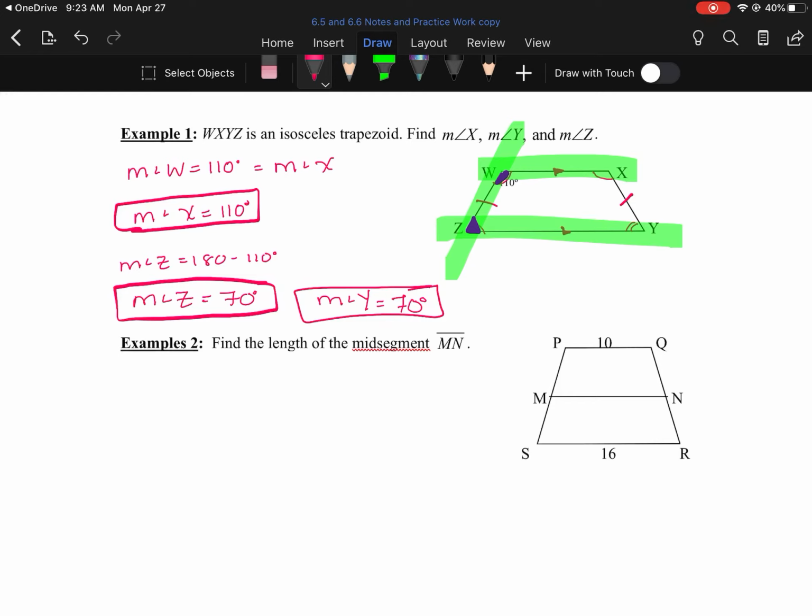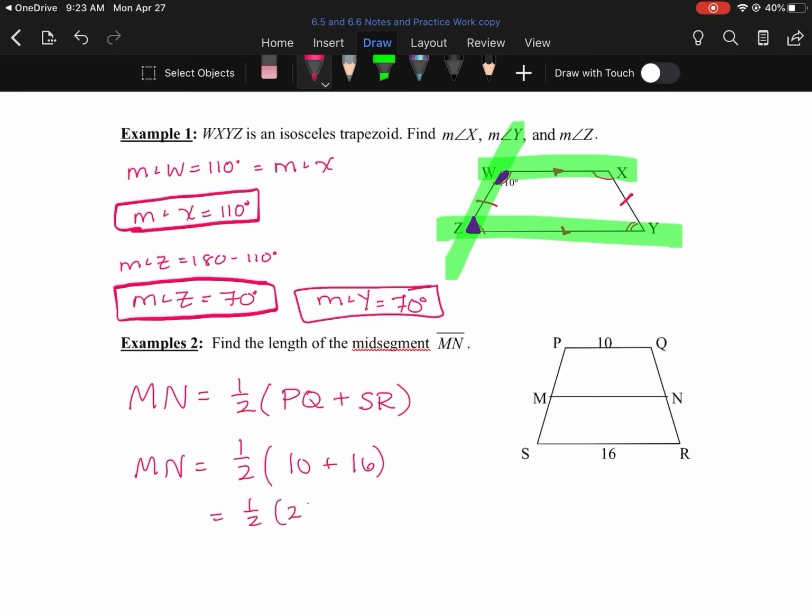Example 2. Find the length of the mid-segment MN. We know the mid-segment, which in this case is MN, is equal to 1/2 times PQ plus SR. So let's substitute in what we know. MN, we don't know that, so I'm going to keep that MN. Sometimes they might give us that. MN is equal to 1/2 of PQ is 10, SR is 16, so 1/2 of 26. Therefore we know that MN is 13 units long, whatever those units may be.